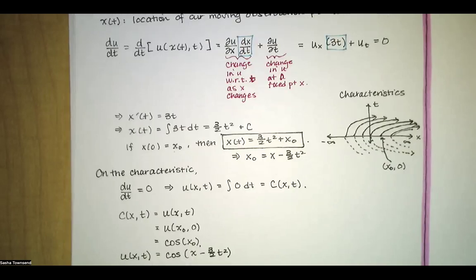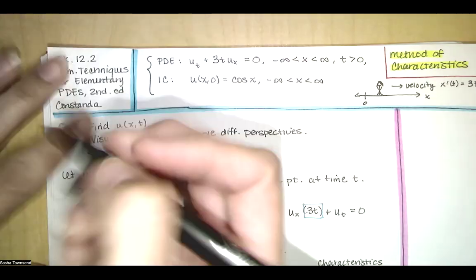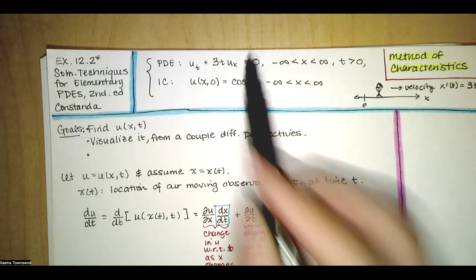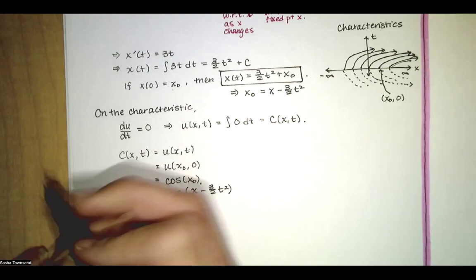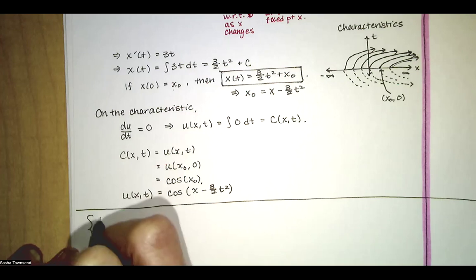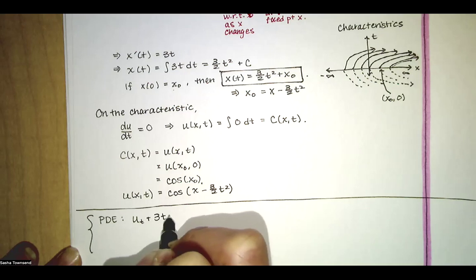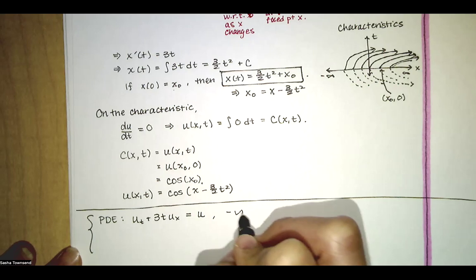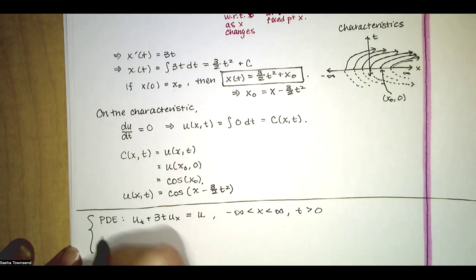Now, I actually made a mistake when I wrote the problem statement down, but that's fine. So this wasn't actually example 12.2. It's a modified version of example 12.2, where the right-hand side is 0. But we could just as easily have something that's non-zero on the right-hand side. So let's say our PDE looks almost exactly the same. But instead of having a 0 on the right-hand side, we have the function u itself. And we're still interested in this for all real numbers x and for times greater than 0.